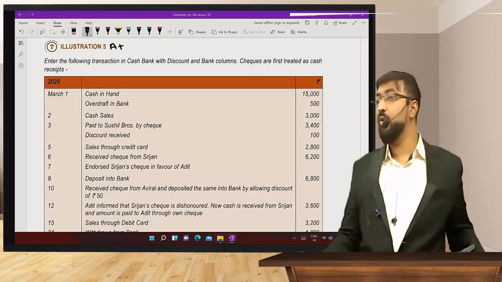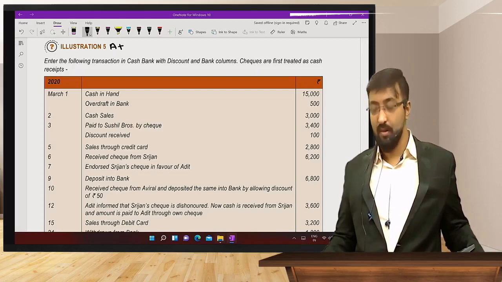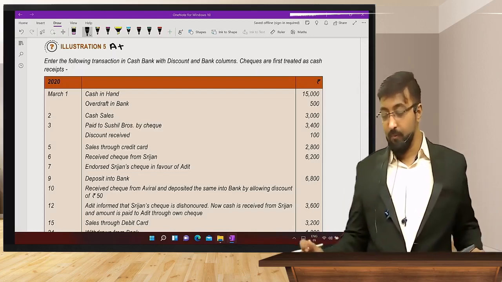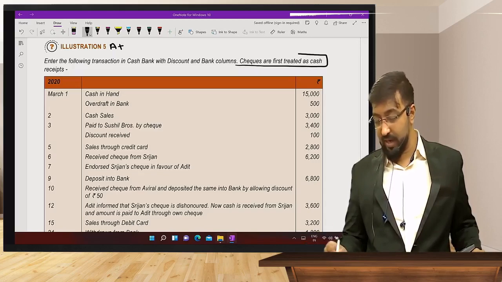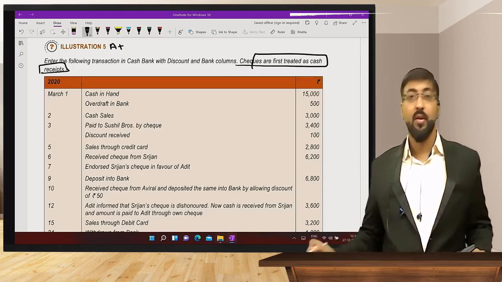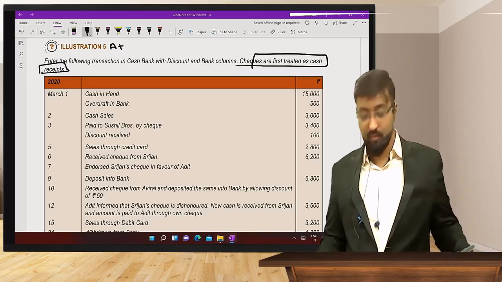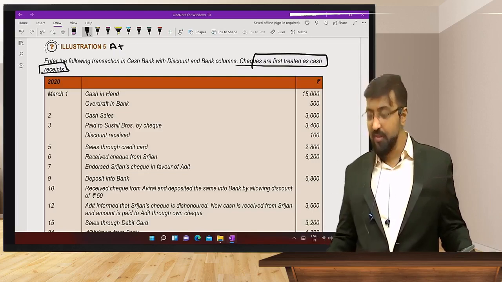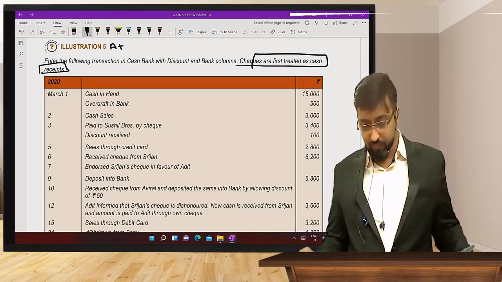Now this is similar to illustration number 3, but there are some new adjustments, and now we have to understand those new adjustments. Enter the following transactions in cash book with discount and bank columns. Checks are first treated as cash sales. So this is a new thing which ICAI wants. Checks are first treated as cash sales, cash receipts.